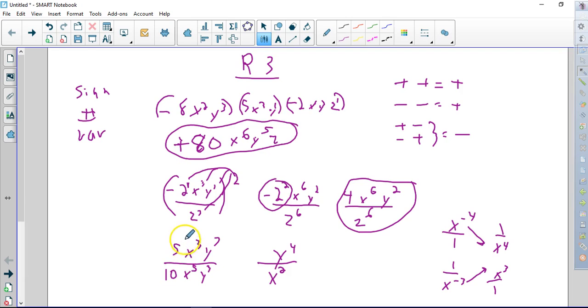And then the numbers, people get confused. Just go back to the fraction 5 over 10. That reduces to 1 over 2. 5 is half of 10. 5 goes into 10 twice and 5 itself once. That's my final answer on a problem like this.